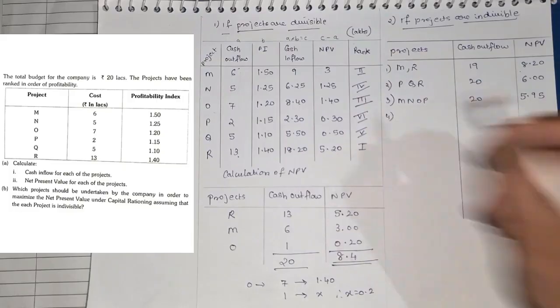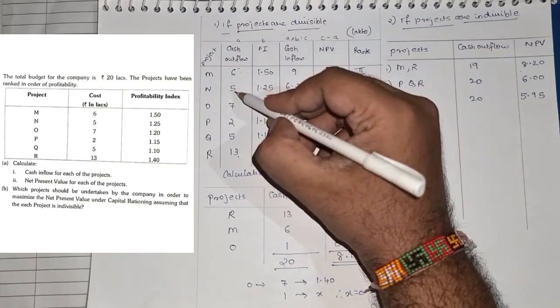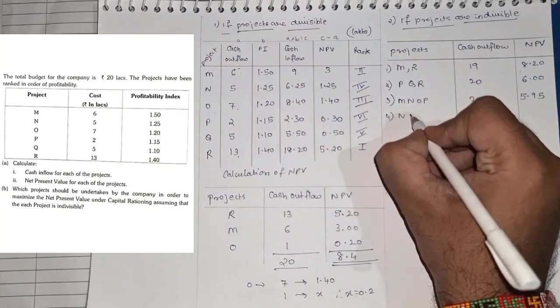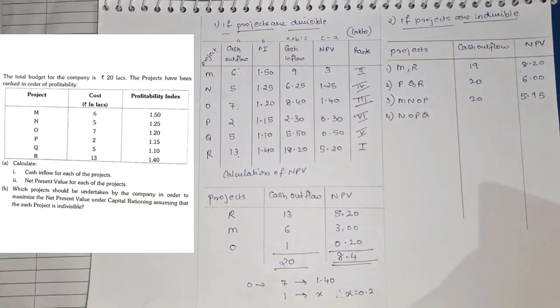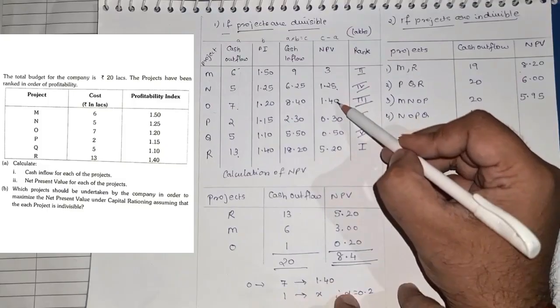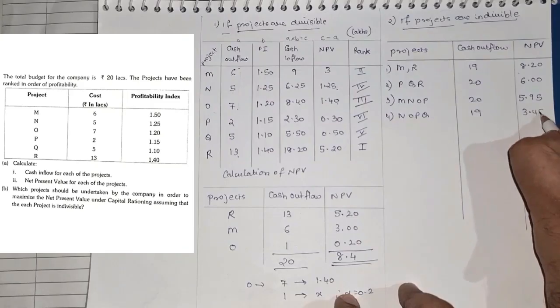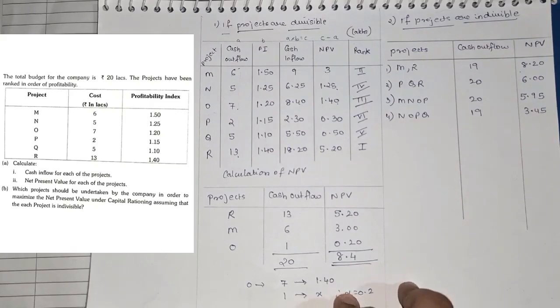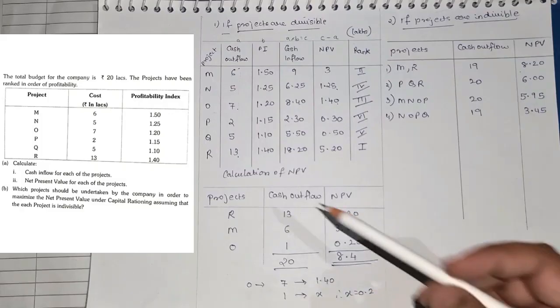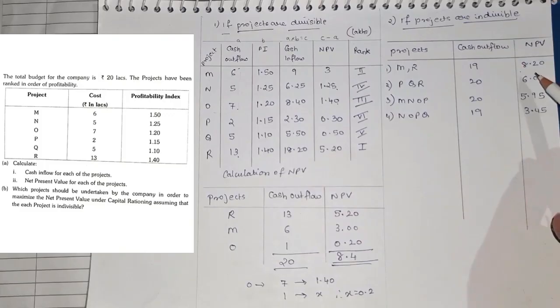Next alternative, let us make another alternative here. What if I take N, O, P, Q? So let's see that. If I take N, 12 and 17, 19, yes, I can take that N, O, P, Q. That will be 5 plus 7 plus 2 plus 5, which comes to 19 lakhs. And the total will be 1.25, 1.4, 1.3, 1.5, which comes to 3.45. Other than that, if I take any other variations, I don't think they will go beyond 6 also.